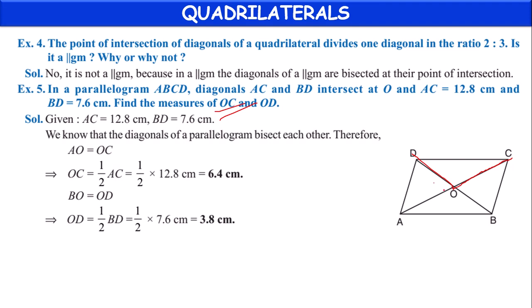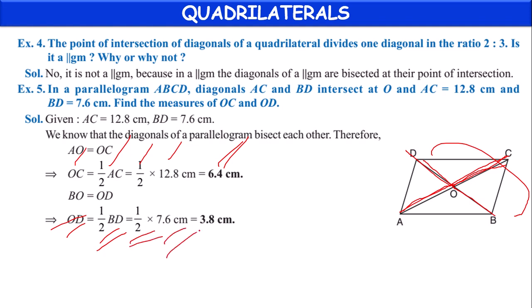We know that OA equal to OC. OC is nothing but half of AC diagonal. OC, half of AC, half into 12.8, 6.4 centimeter. And OB equal to OD. So OD equal to half of BD, half into 7.6, 3.8 centimeter.